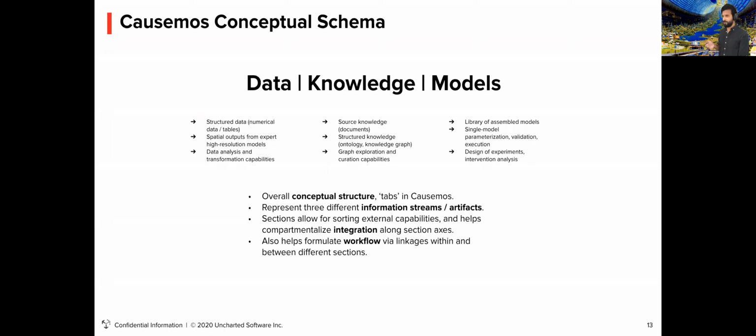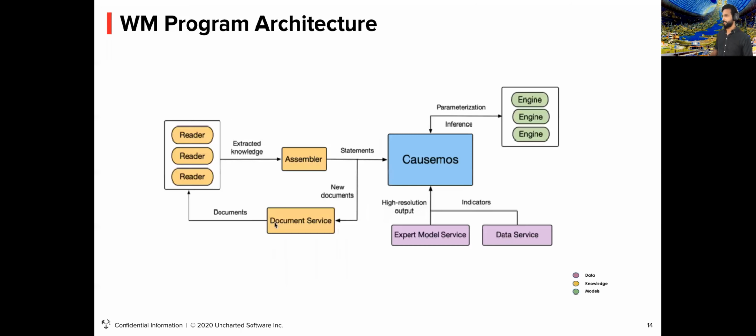So data here can be understood as structured data, spatial outputs from high resolution models, satellite imagery, open source UN indicators, for example, around poverty. Knowledge is a variety of UN reports and documents, an ontology of the concepts in those documents, a knowledge graph of that. And models are when you combine data and knowledge together, you can have these single model workflows where you can parameterize and execute these things. You can do intervention analysis and so on.